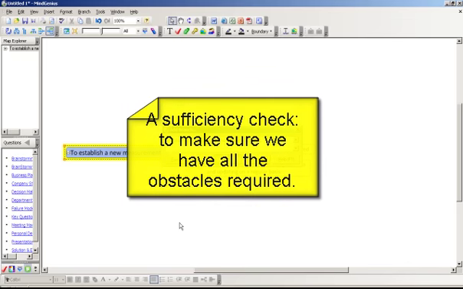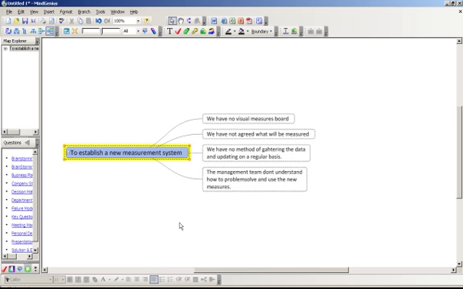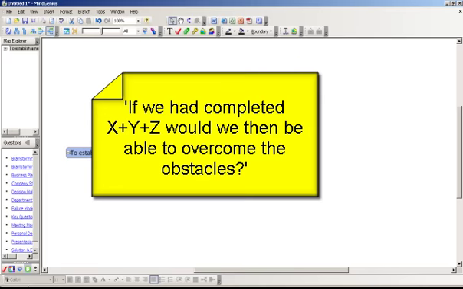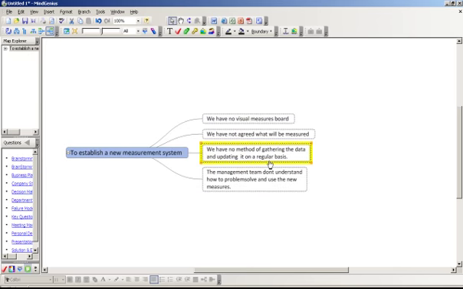The first thing we're going to do is something called a sufficiency check. The sufficiency check is to make sure that we've captured all the obstacles. So we say: if we had a visual measures board, and if we had agreed what would be measured, and if we had a method of gathering the data and updating it on a regular basis, and finally, if the management team did understand how to problem solve and use the new measures, would we then be able to establish a new measurement system?